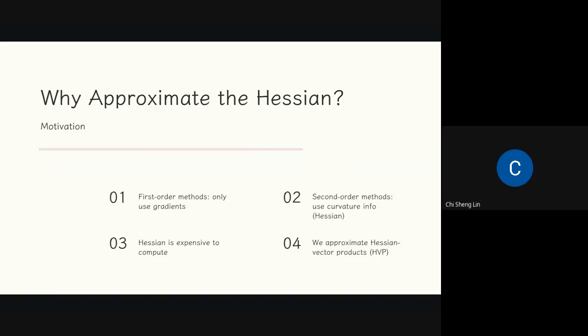First-order methods like gradient descent work well, but they ignore the curvature of the loss landscape. Second-order methods use the Hessian, or second derivatives, which can lead to faster and more stable convergence. But the Hessian is huge and expensive to compute, so we approximate the product of the Hessian with a vector instead. Okay. Next.